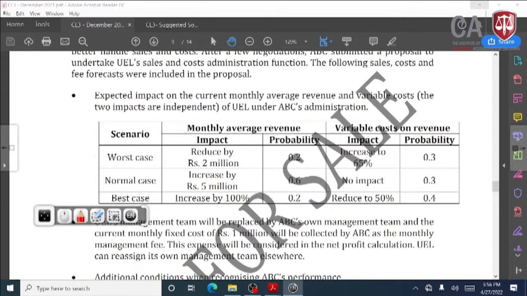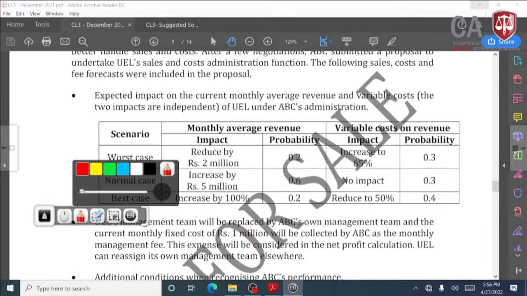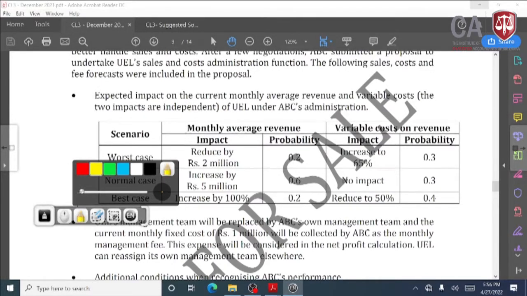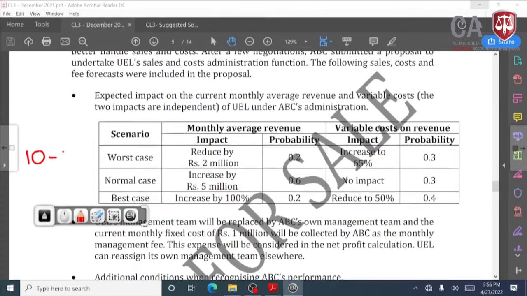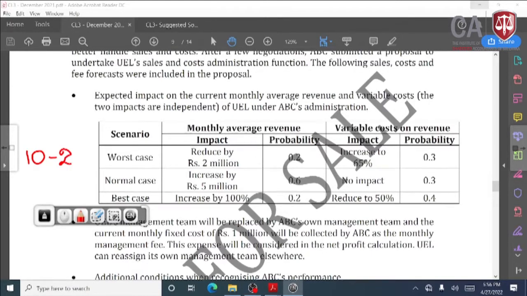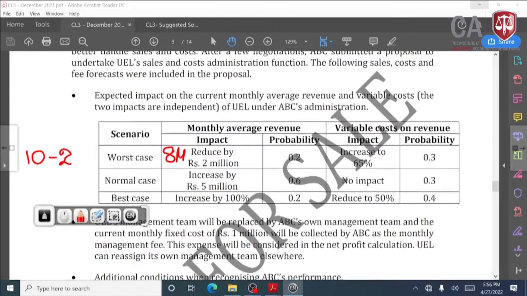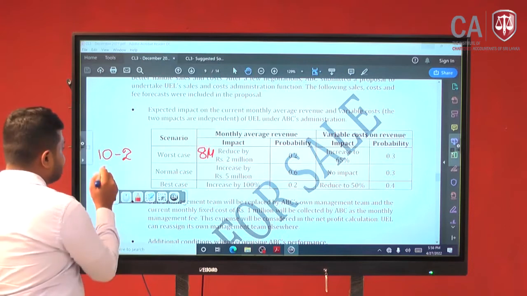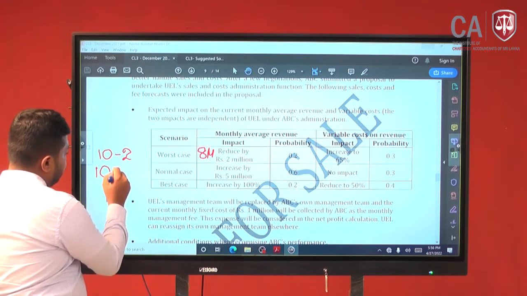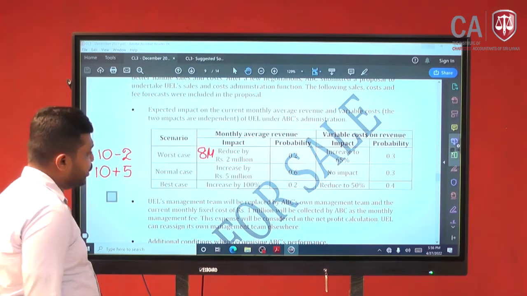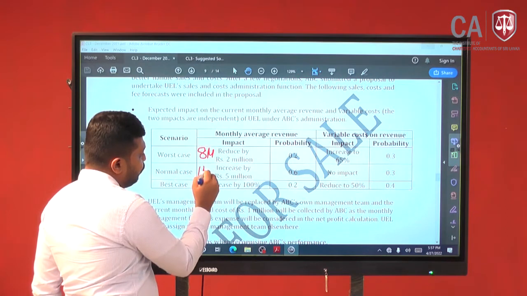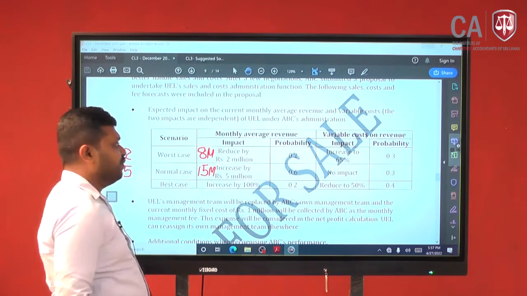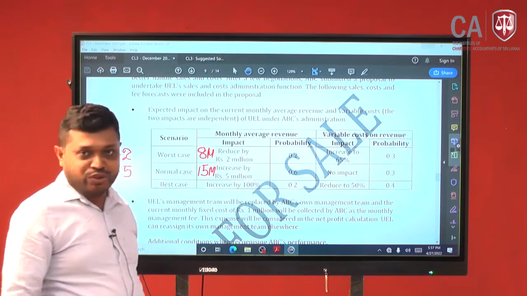We will write it down. Revenue will be 8 million, 10 minus 2, 8M, for your reference. Normal case, increase by 5 million. Current revenue is 10 million, 10 plus 5. That means in the normal case, the revenue can be 15 million. And the respective probability is also given.